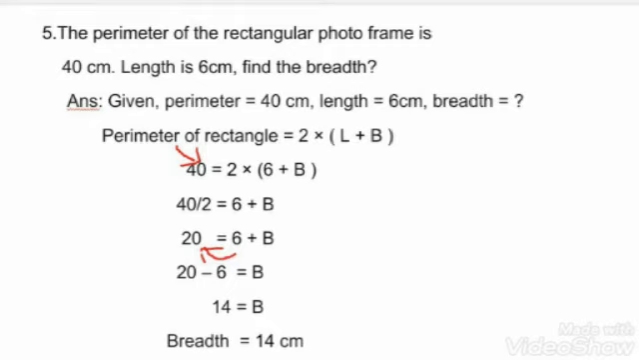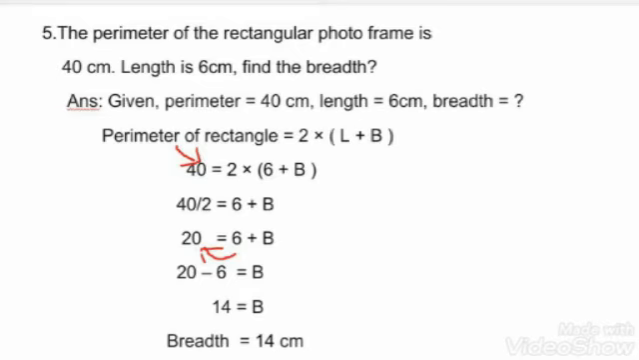So you write it on the left side, which is equal to 2 into 6 plus B, because the length is given 6. So 6 plus B. 2 is in multiplication, so the 2 should come to the denominator on the left side. 40 by 2 is equal to 6 plus B. It is 20 is equal to 6 plus B. So 6 will come to the left side, that is minus. 20 minus 6 is equal to B, which is equal to 14. Therefore, breadth is equal to 14 centimeter.